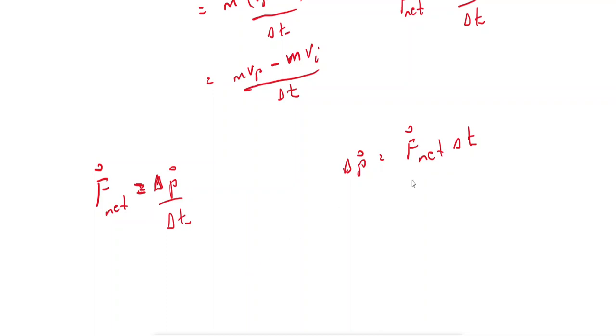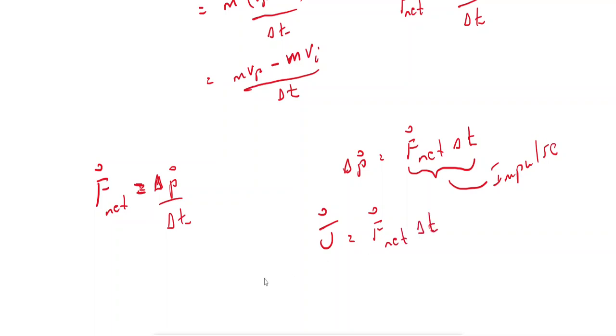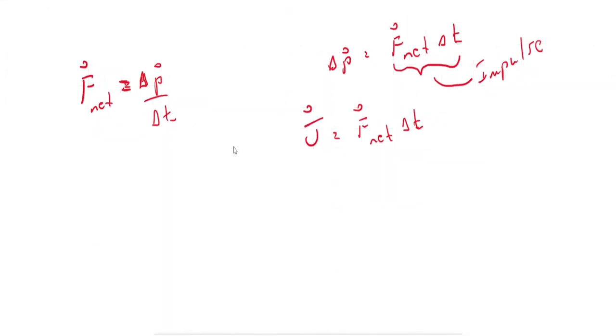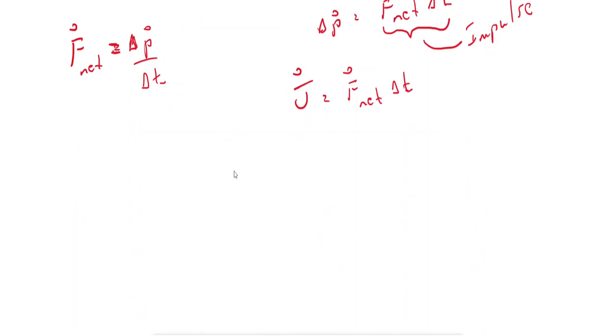Now this here is something that we call impulse. So I am going to define this impulse as J. It's a vector. It's going to be F net times change in T. Now, the problem with this is most of the time you don't know. This impulse is the one that tells you how much force was actually transferred to the object, was applied to the object when the object actually made impact.